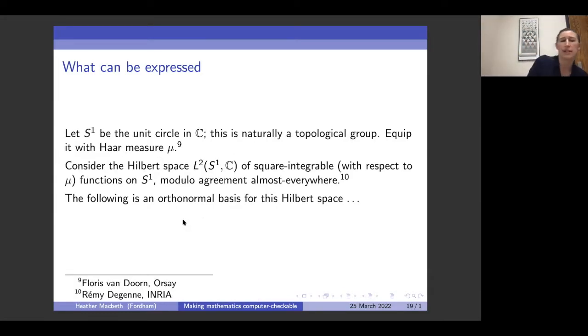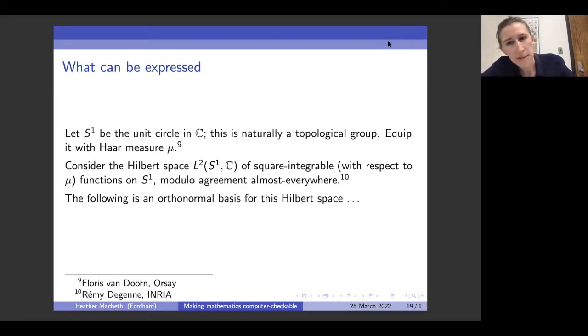And then finally, another piece of work of my own. You can take the unit circle, which is a topological group, and therefore by work of Floris van Doorn, a postdoc in Orsay, you can equip it with Haar measure. Then you can consider the Hilbert space of square integrable functions on it, which was constructed by René Desjens at INRIA in France. So this is a Hilbert space under the inner product of integration, modulo agreement almost everywhere. And then you can cook up an orthonormal basis for it.